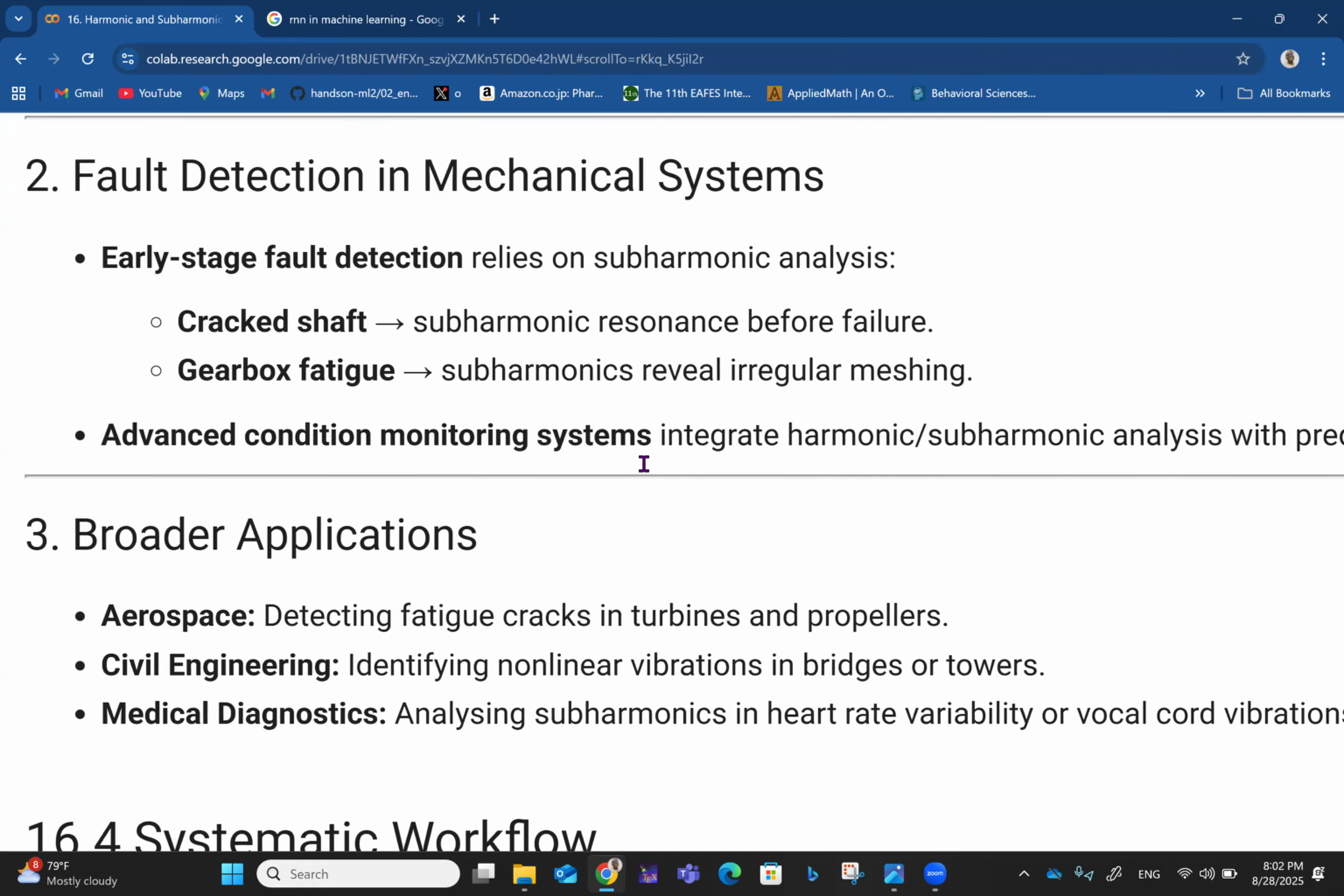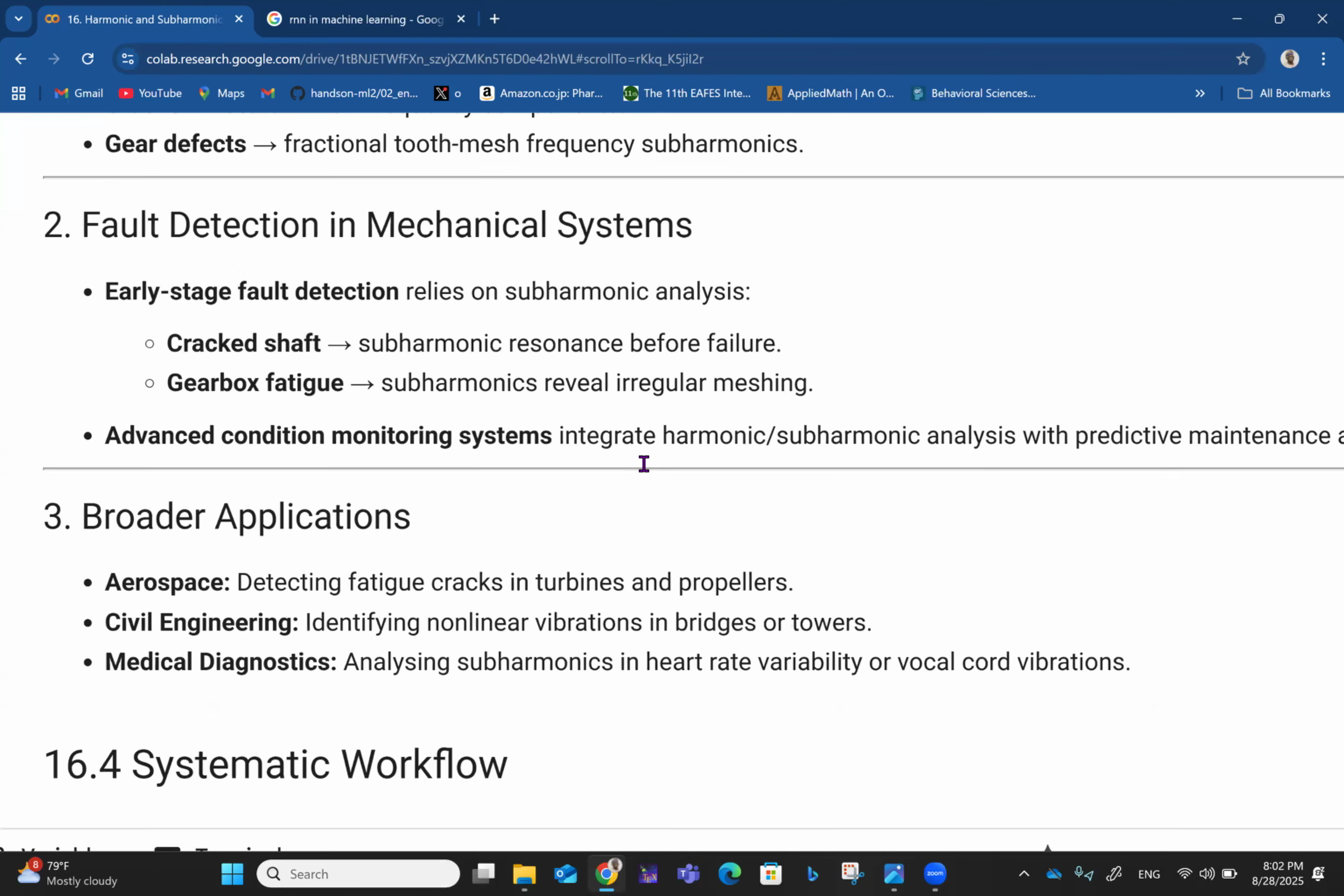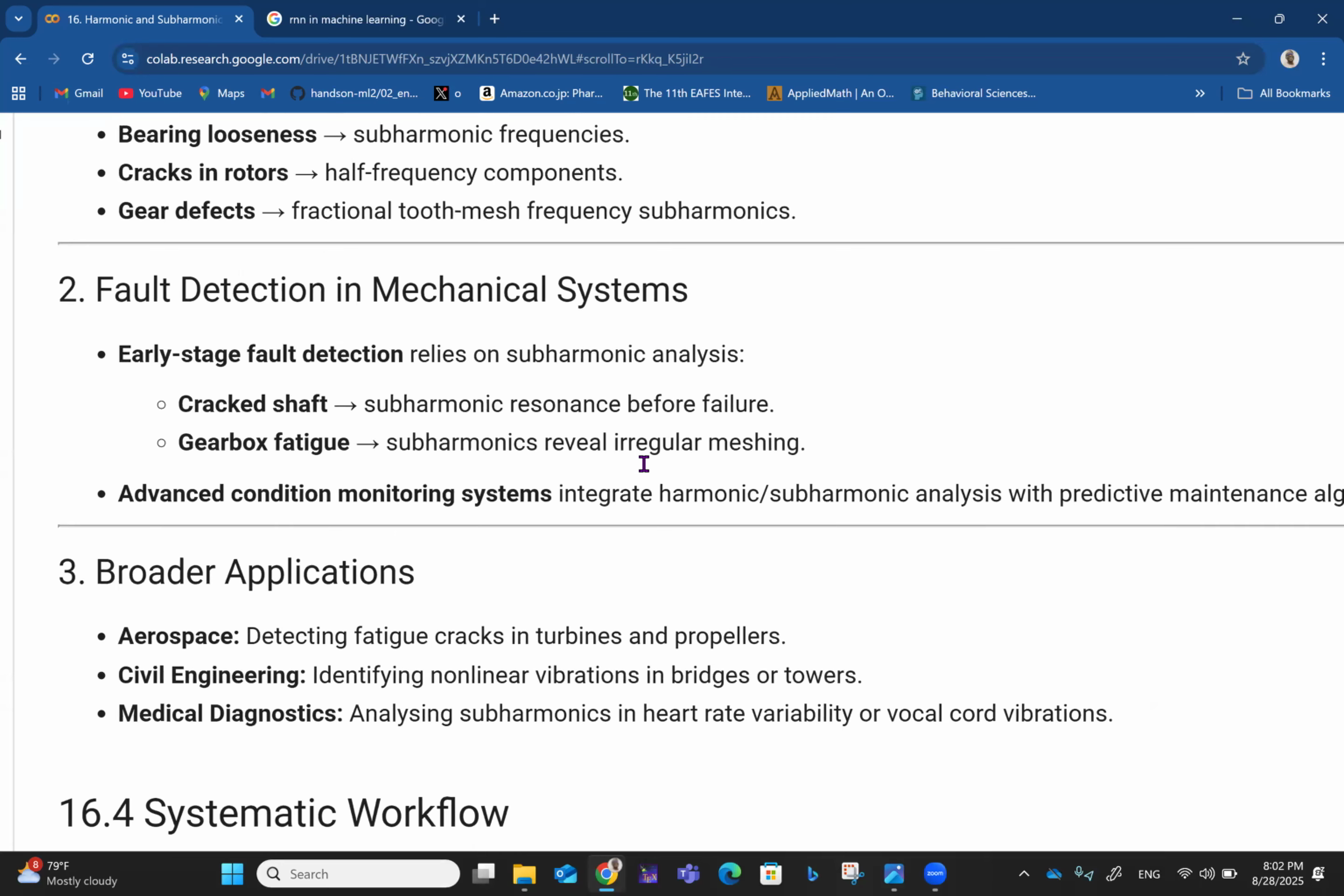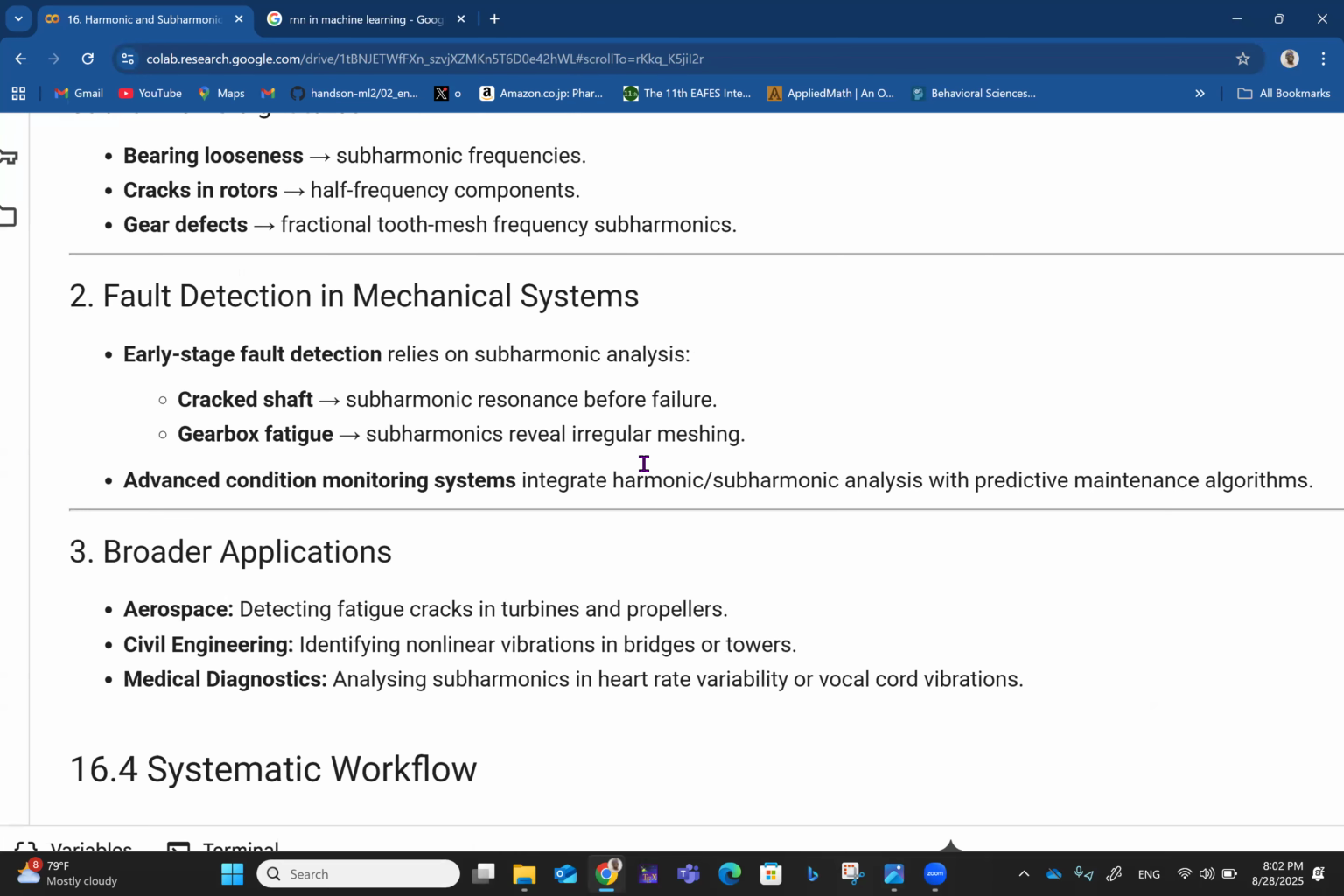But what about fault detection in mechanical systems? Here, early stage fault detection relies on subharmonic analysis. For instance, with a cracked shaft, you can see subharmonic resonance before failure. And with gearbox fatigue, subharmonics reveal irregular meshing. Then advanced condition monitoring systems integrate harmonic and subharmonic analysis with predictive maintenance algorithms. So those are fault detection techniques in mechanical systems.